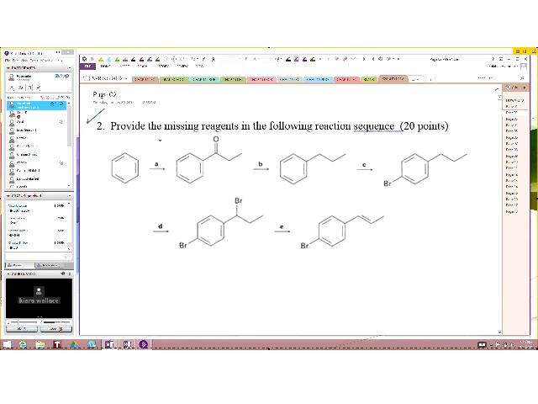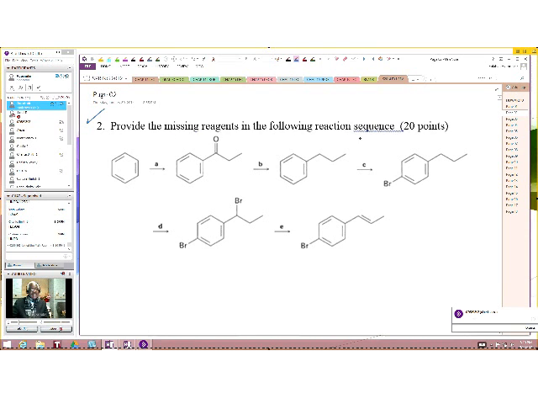Provide the missing reagents in the following reaction sequence. Okay, thank you. Turn off your mic. Okay, so provide the missing reagents in the following reaction sequence. Let us do the first one.